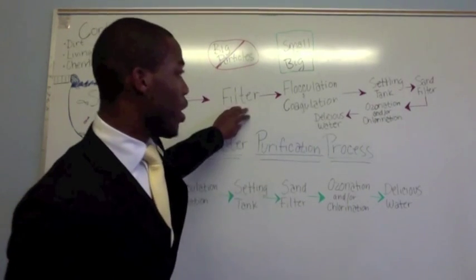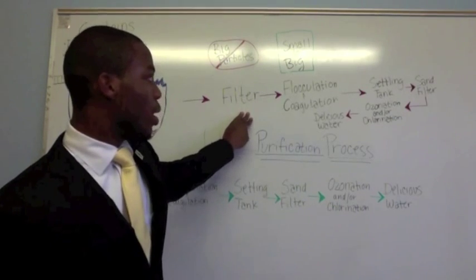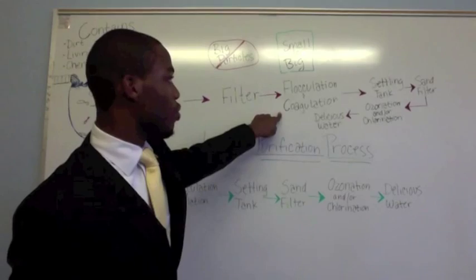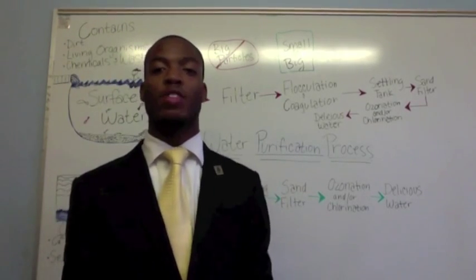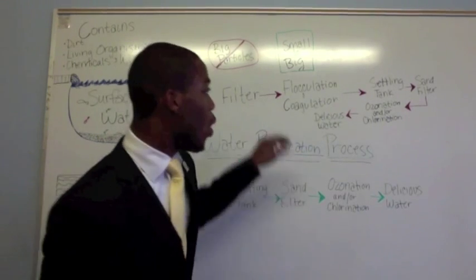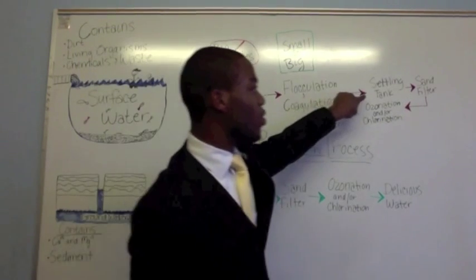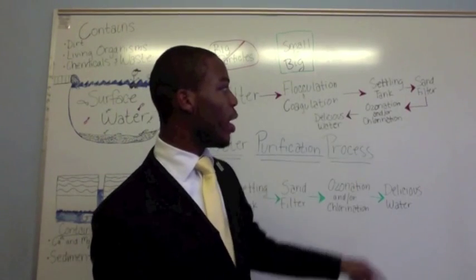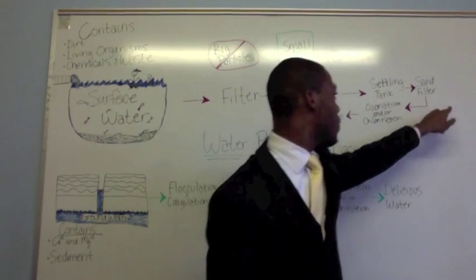Once that has been done, there will be a lot of small particles still remaining in the water. Those particles will be sent through a process called flocculation and coagulation. This process takes all those small particles and combines them into big particles by chemical means. Once we have formed these big particles, we can allow them to settle in a settling tank so that they're all in one uniform place, and then put them through another sand filter so that they will be removed.